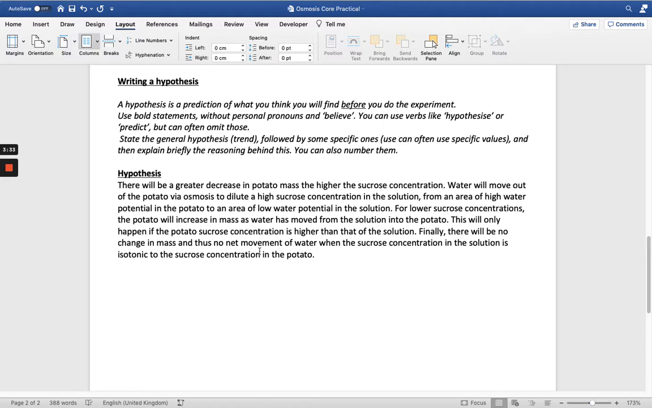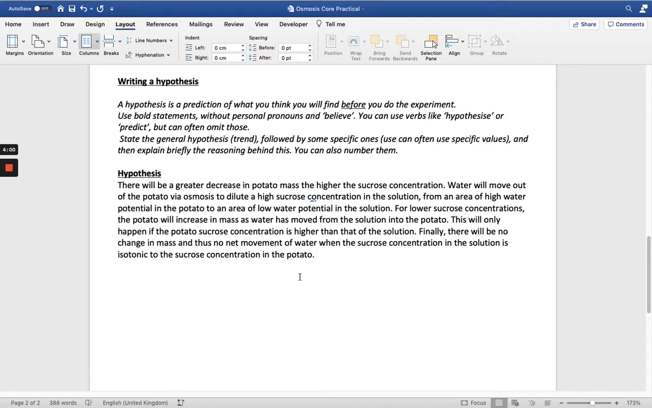Finally, there will be no change in mass and thus no net movement. Really important to say net because water is constantly moving, but the difference between how much water there is across that semi-permeable membrane would be the net. So there is no net movement of water when the sucrose concentration in the solution is isotonic to the sucrose concentration in the potato. So it'd be the same.